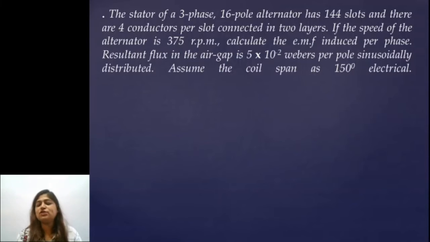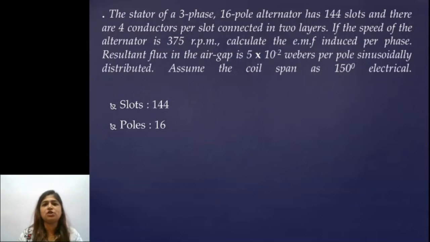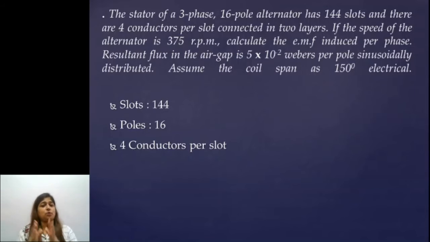So the data given to you in this problem is a 16 pole, 144 slot machine, and there are 4 conductors per slot connected in 2 layers. Here, 4 conductors per slot is there, and when it is said connected in 2 layers, it doesn't matter whether it is connected in 2 layer or single layer, but in one slot there are 4 conductors and accordingly we will calculate the number of conductors.